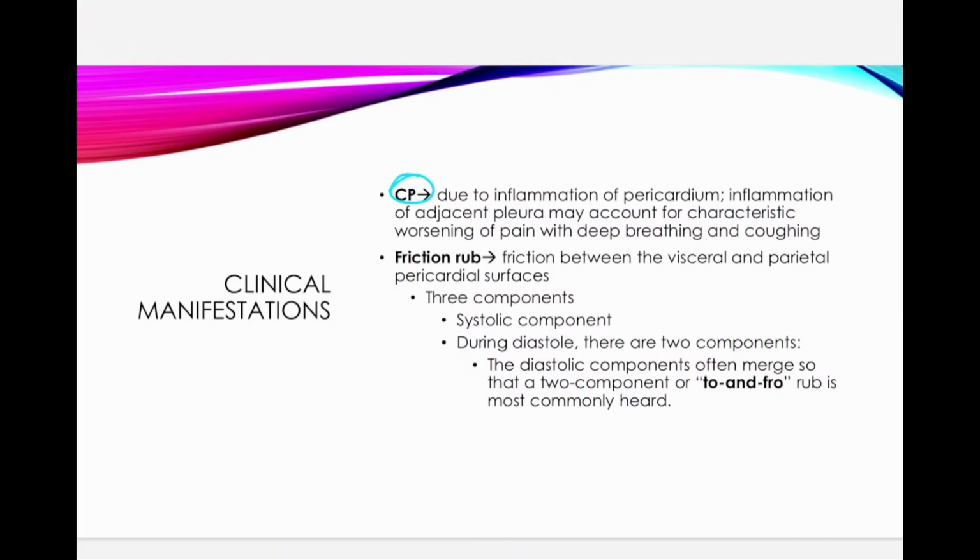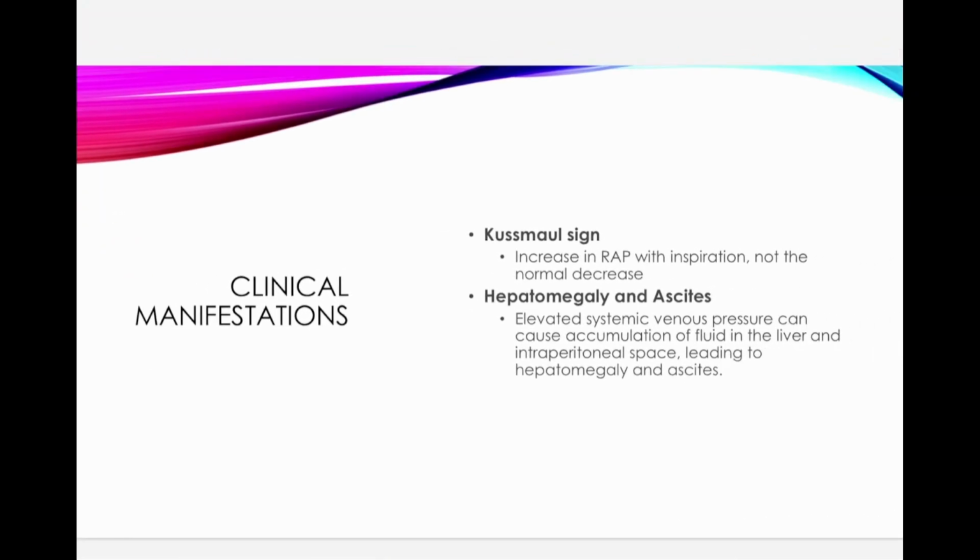So that's the friction rub that we just talked about. There's a systolic component, and obviously there's a diastolic component. It's continuous to and fro, a friction rub happening all the time. Obviously that sounds a lot different than all the other valvular murmurs we talked about.